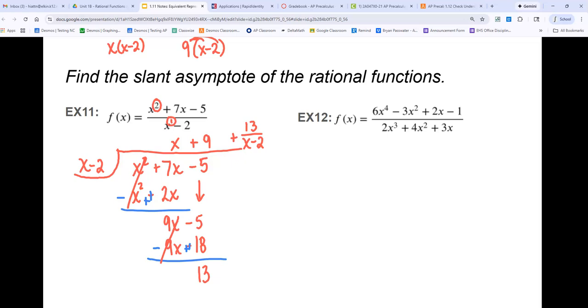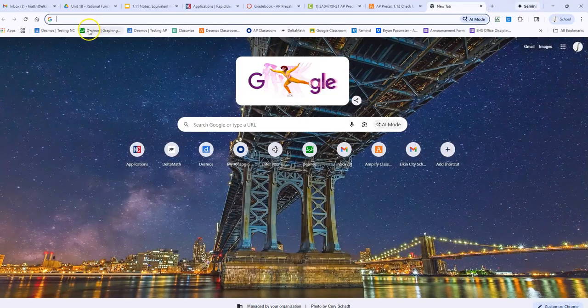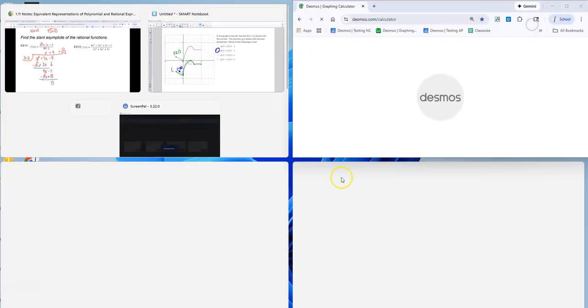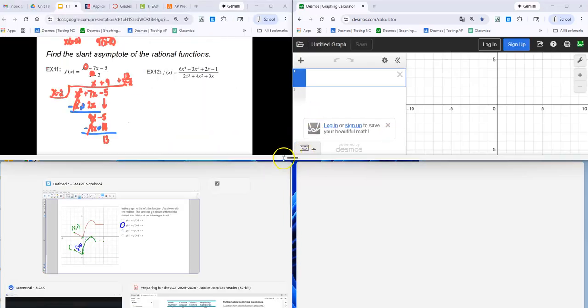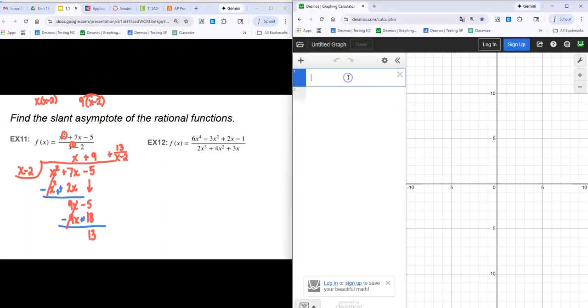So what we've done here is we have written this in a different form where if I graph my original f of x and I graph x plus 9 plus 13 over x minus 2, I'll get the same graph there. In fact, let's do it because I think it's helpful to see what this actually looks like. Although we're, of course, as always, running out of time. It's the story. It's the theme of this class, running out of time.